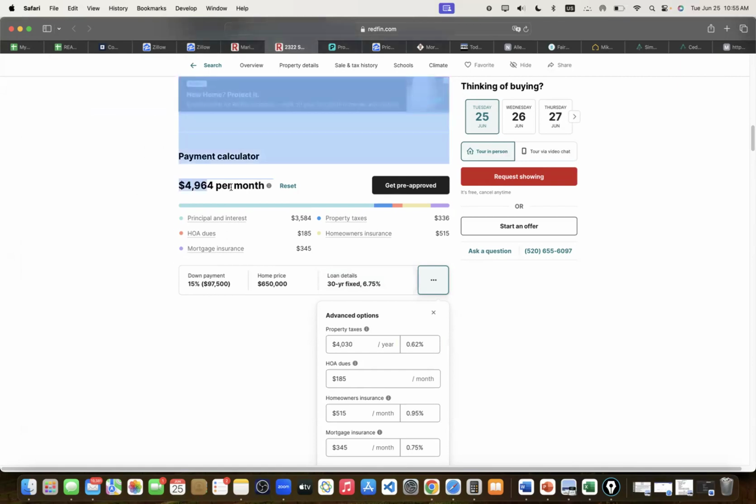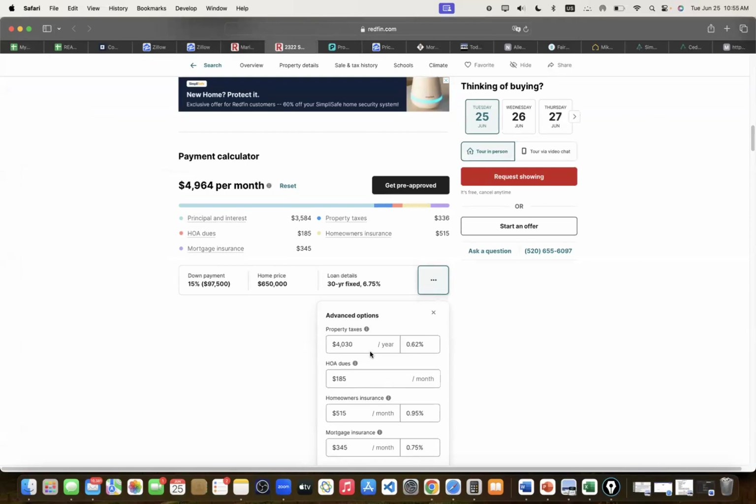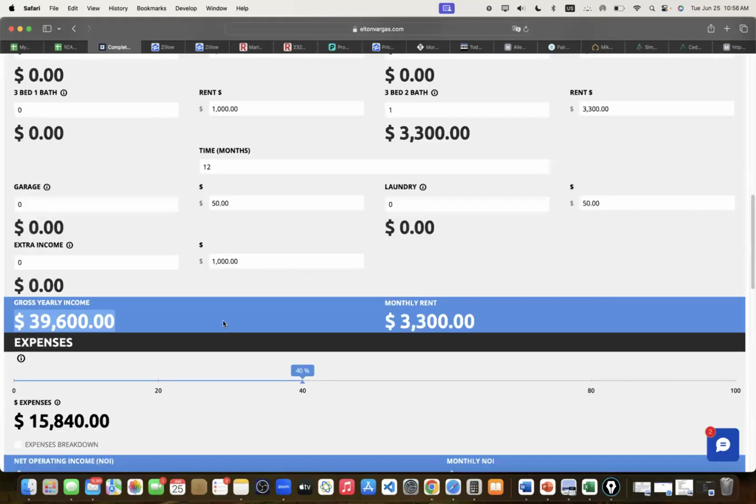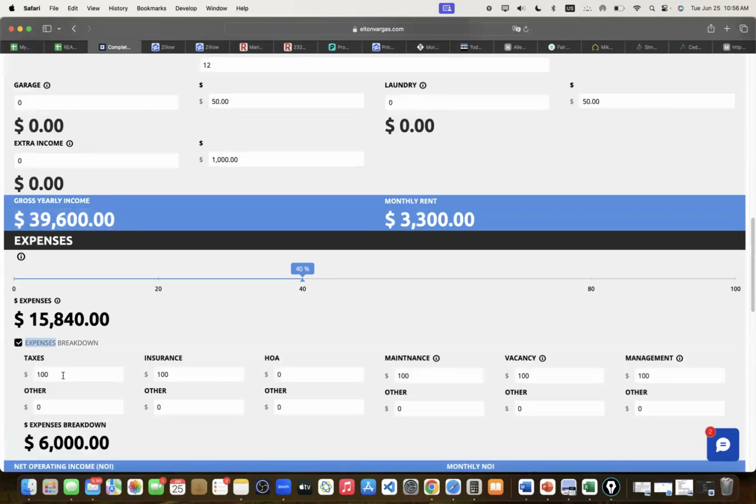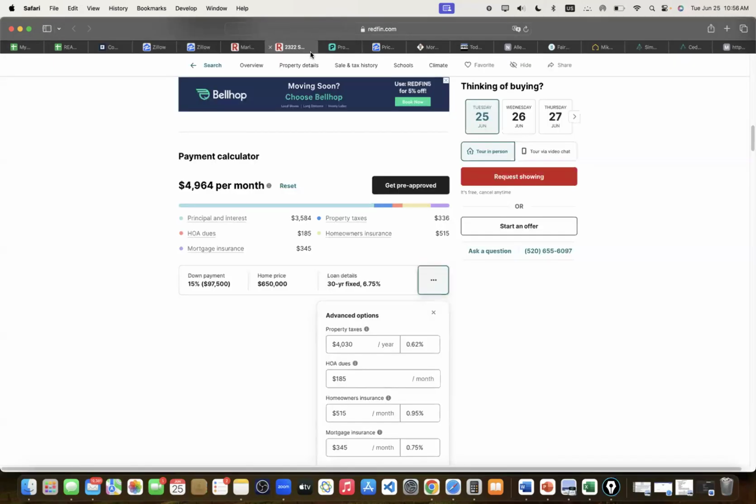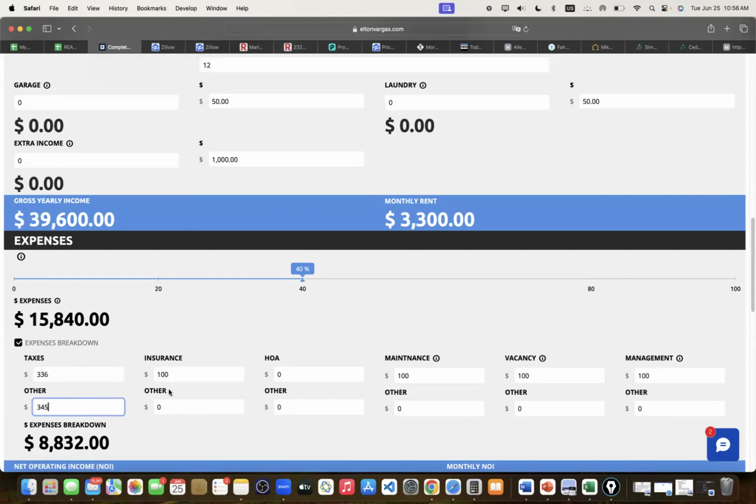So my monthly payment will be 49.64. Jeez. So my taxes are going to be 336 per month. Let me break down my expenses down to the dollar. So 336 per month. Homeowners insurance is 515, and mortgage insurance is 345. There's also HOA for 185. That's what it says there.